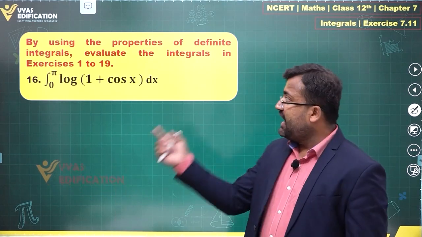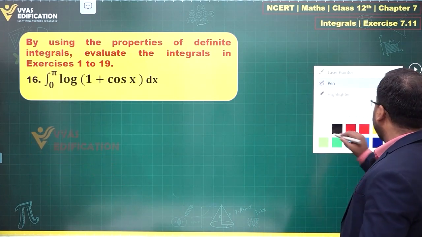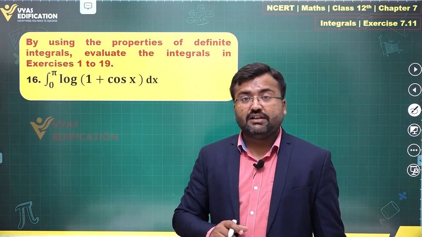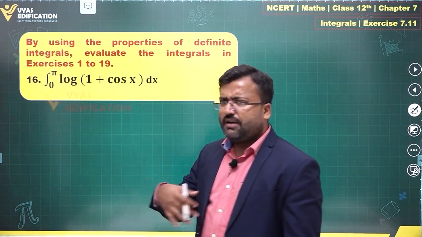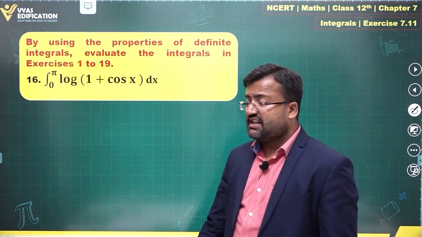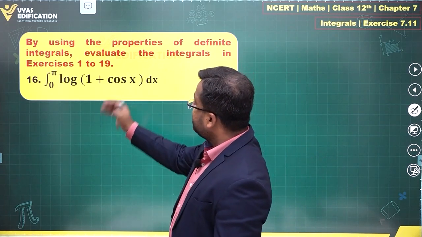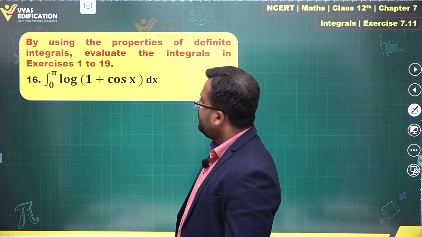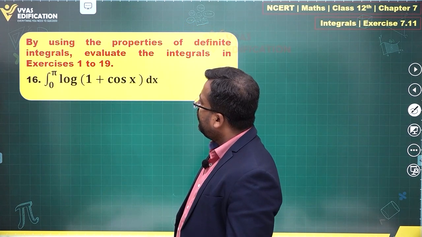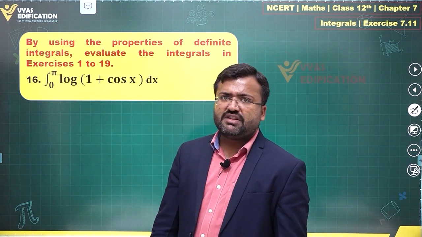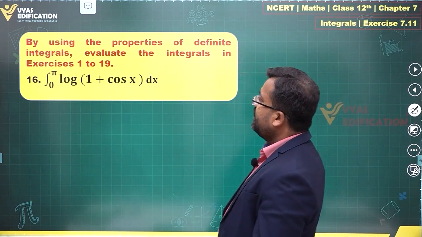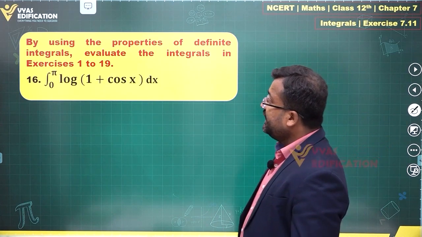In the 16th question, we have the integral from 0 to pi of log of 1 plus cos x. How will we handle this? Once I see this, think of applying property 3, the king property, cos of pi minus x. This will be the integral from 0 to pi of log of 1 plus cos of pi minus x, which is 1 minus cos x actually. And we have 1 plus cos x already there.